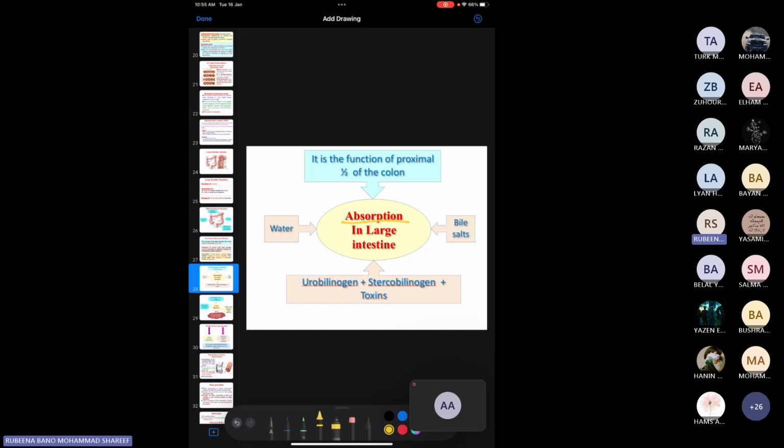Absorption in the large intestine. It absorbs water. It absorbs bile, whatever is present in the undigested food. And it is the function of the proximal half of the colon, as we had seen in the previous slide. Also, absorption of urobilinogen, stercobilinogen, and some toxins.